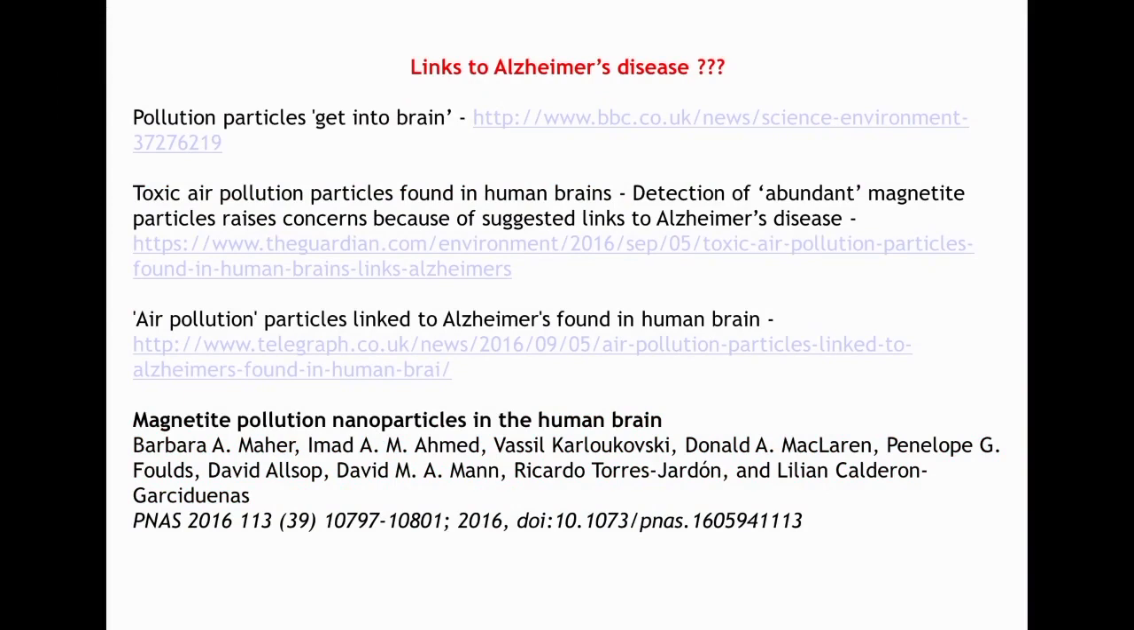So that's short-term cognitive. Now there's links to Alzheimer's as well. So long-term cognitive decline, so not just short-term psychological effects. So aerosol, it's a public health issue as well as a climate issue.